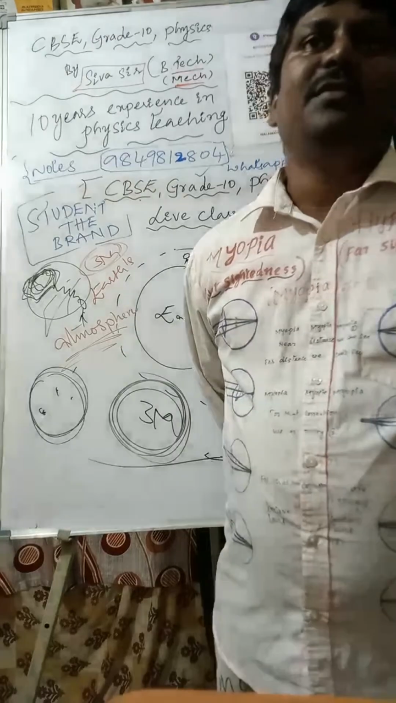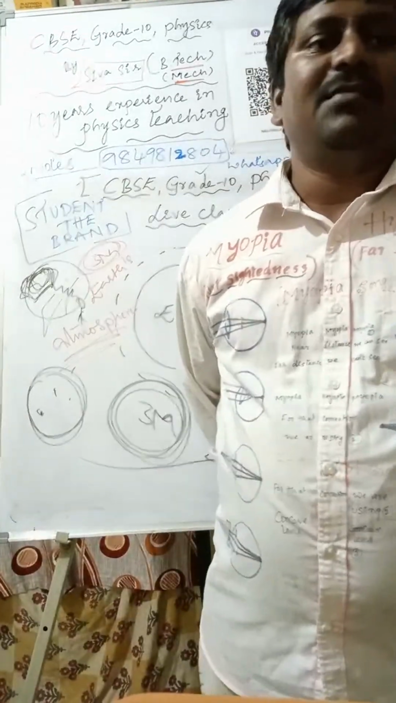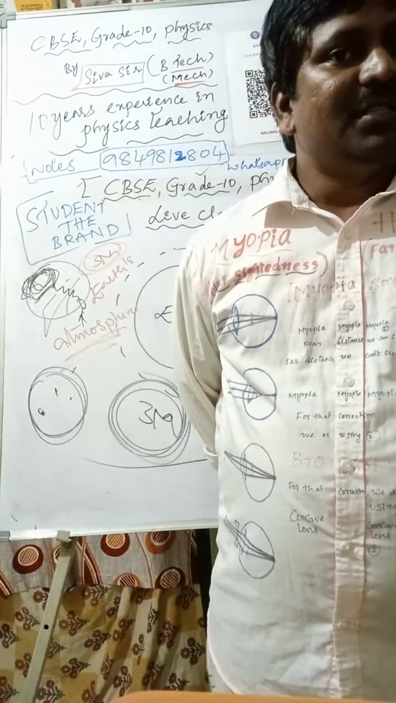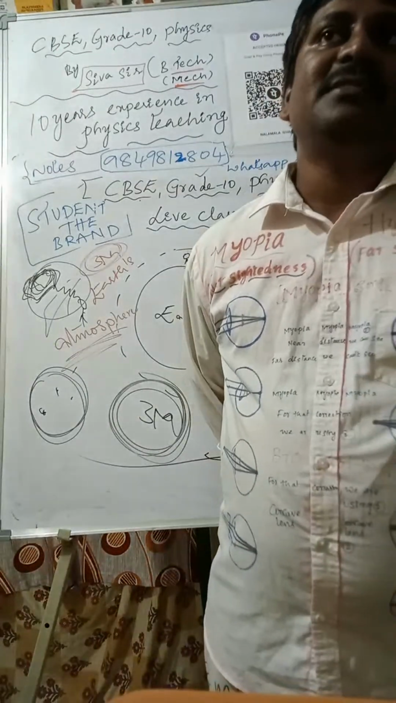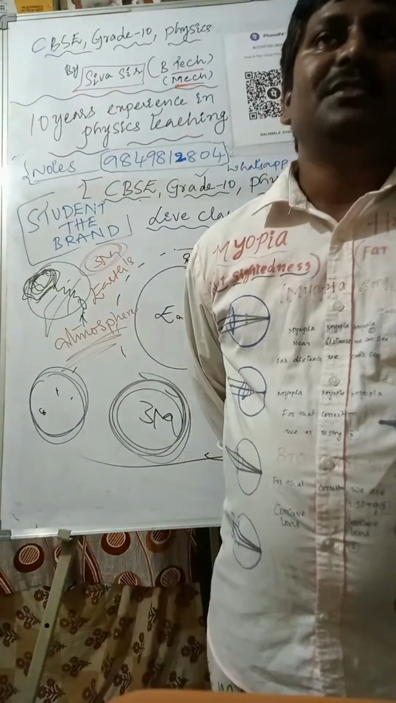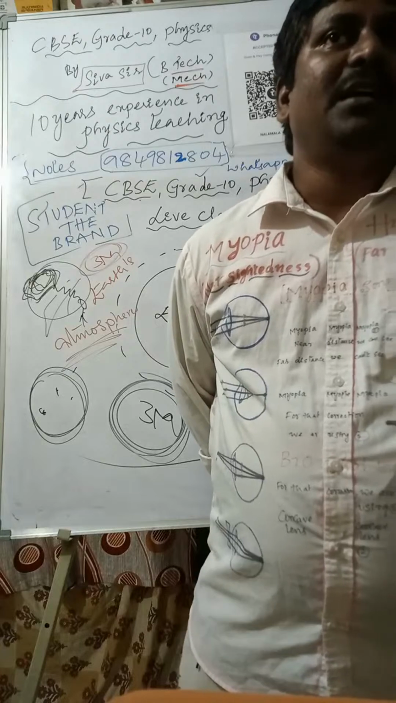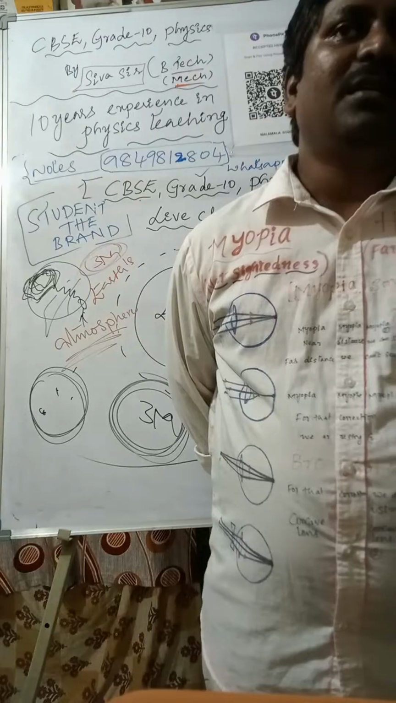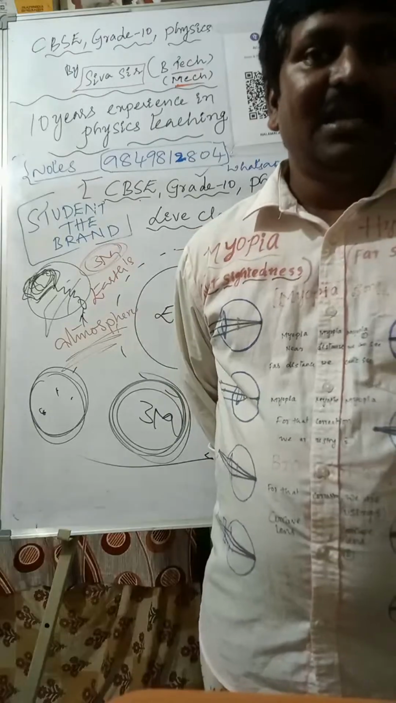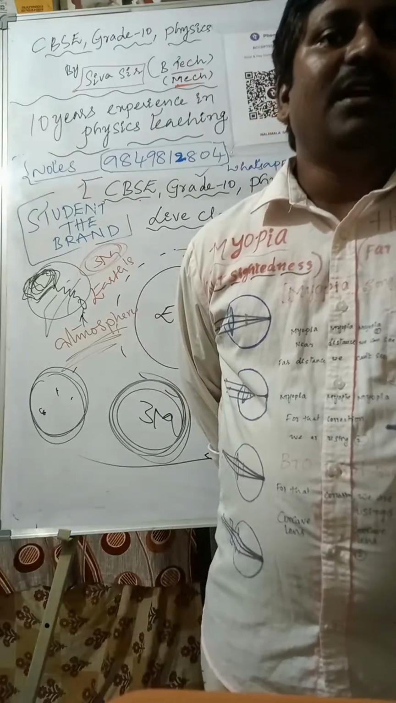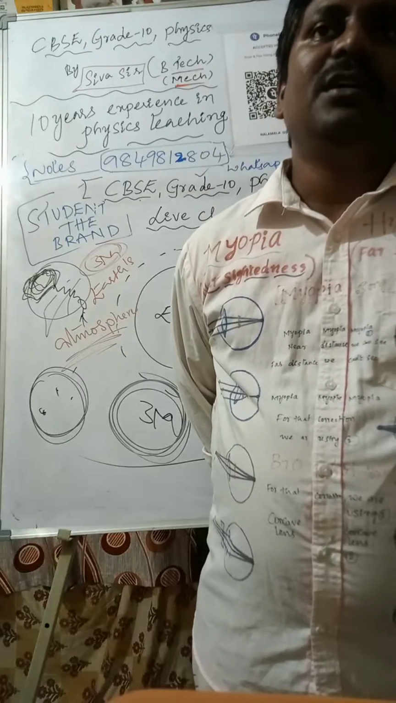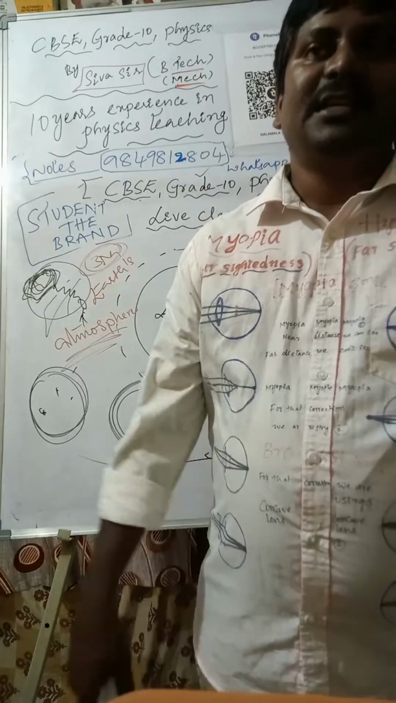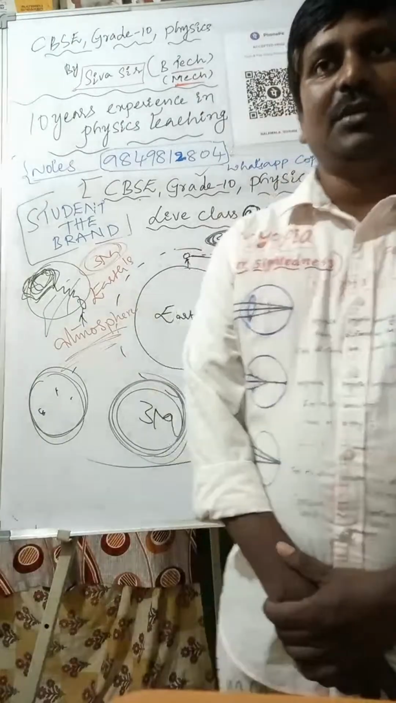The eye lens converts the light rays that fall on it and makes them fall on the retina. The retina is the light sensitive screen where the image will form. That image is converted and sent to the brain through the optic nerve as electrical signals, electrical impulses. It is through the optic nerve that the signal reaches the brain.